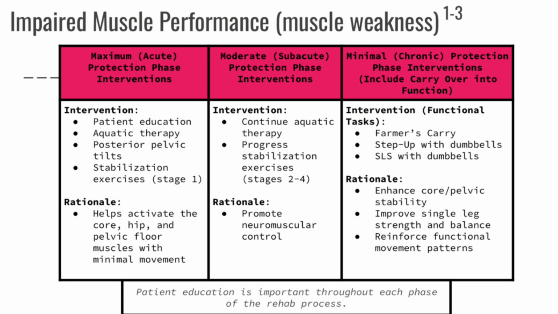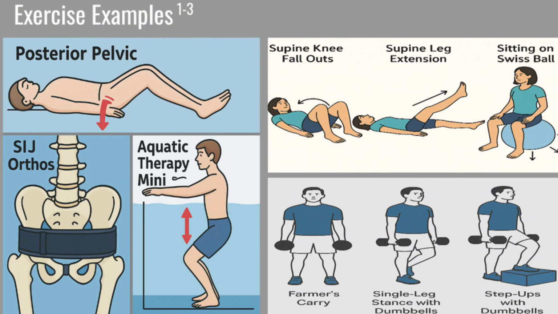So impairment 1, we have muscle weakness. Some interventions for this during the max phase are patient education, aquatic therapy, a posterior pelvic tilt, and stabilization exercises. During the moderate phase, we're continuing those, and then during the minimal protection phase, we're doing the farmer's carry, step up with dumbbells, or single leg stand with dumbbells. And these are those pictures.